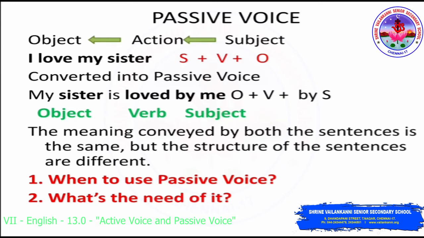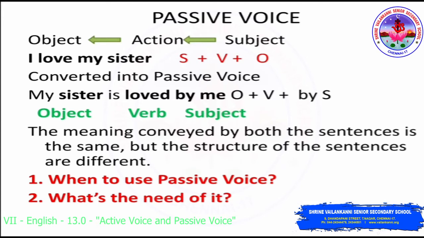I love my sister. Here the subject I is doing the action. So the structure for I love my sister is subject plus verb plus object. In the passive sentence, the structure is object plus verb plus by subject. You have to add the preposition by. In a passive sentence, the object takes the place of subject and subject takes the place of object. There will be a swap in that.